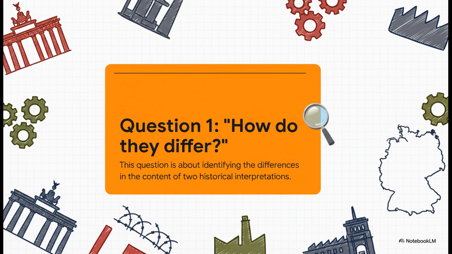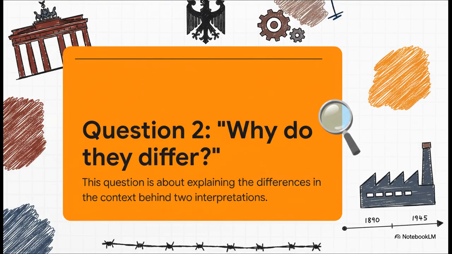Question 1, super straightforward. It's a 4-mark question, and you really shouldn't spend more than 5 minutes on it. The keyword here is how. Your job is just to read the 2 interpretations and explain how their content is different. You're only focused on what each author is actually saying. That's it. And now we move on to question 2.